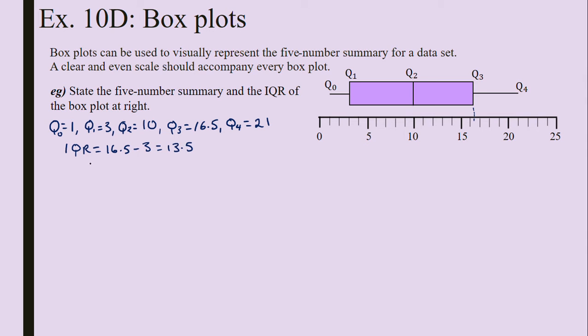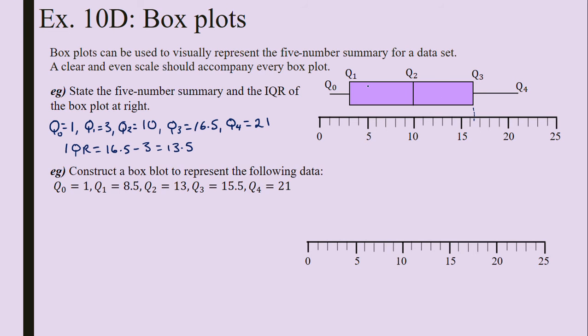So what that tells us is that the middle half of the data, which is represented by this purple box here on the screen, the majority of the data, lies between 16.5 and 3. Okay, so it has a difference of 13.5 points from each other.